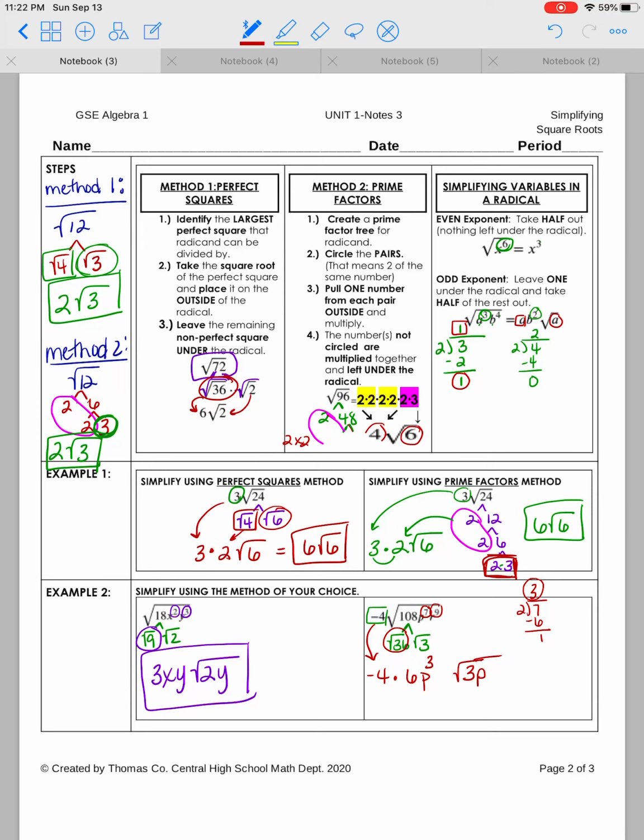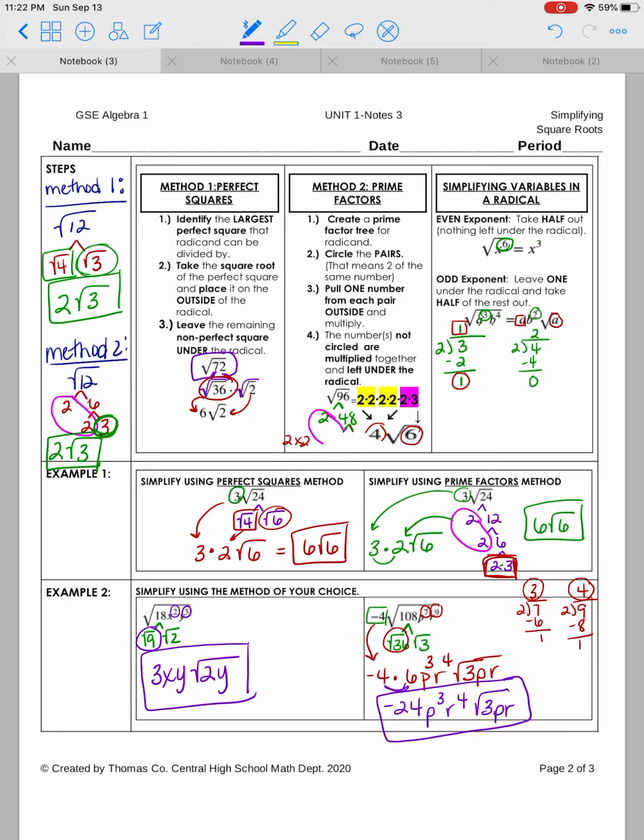R to the 9th, it's odd, so I'm going to have something left under the radical. So 2 goes into 9 4 times, which is 8. So that's how many r's are going to come out, r to the 4th. And 9 minus 8 gives me 1 left, so there's an r left up underneath. And I need to do one more thing. I need to multiply this -4 times 6. I get -24 p to the third r to the 4th, square root of 3pr. And that's what I have remaining.